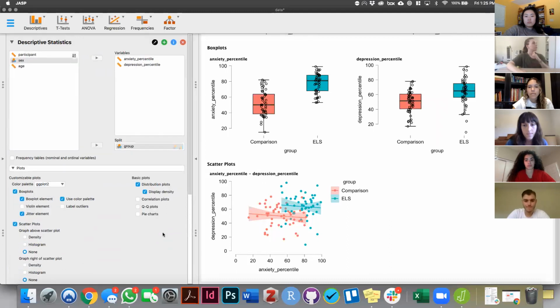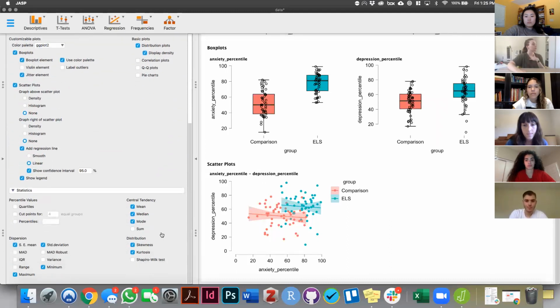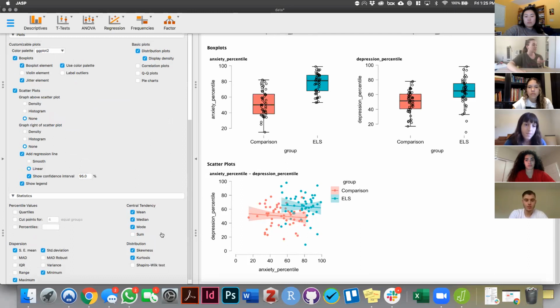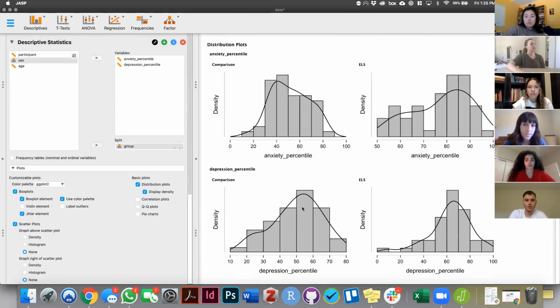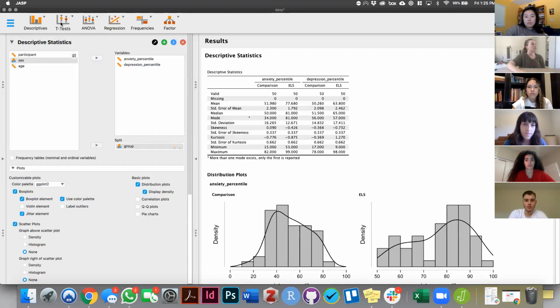Yeah, so that's pretty cool. As you can tell, it's pretty simple. It's really like a point and click kind of interface, which is nice. And then you can do tests too.